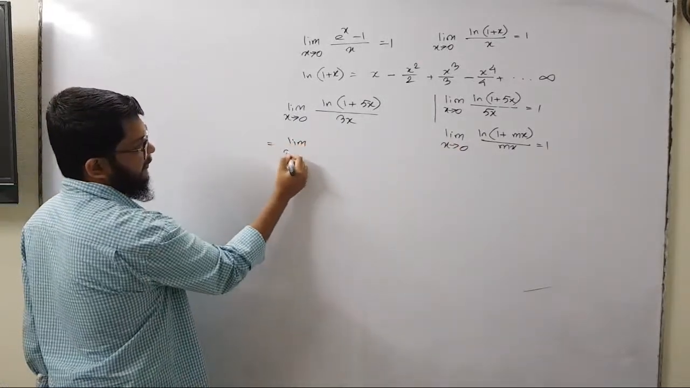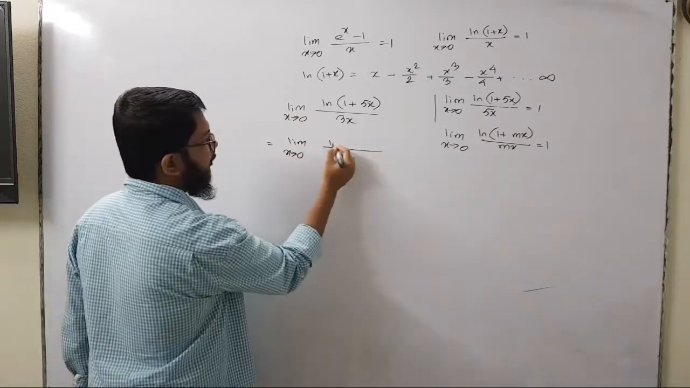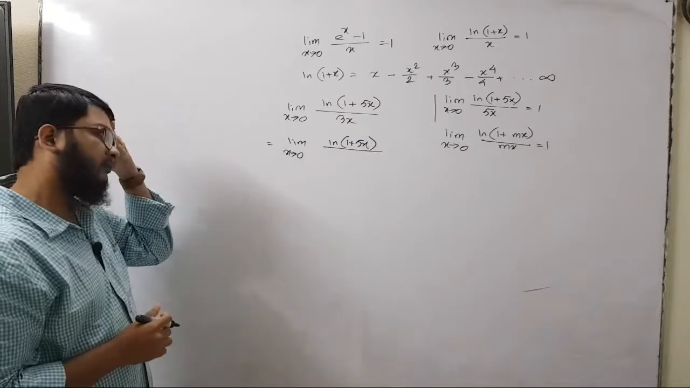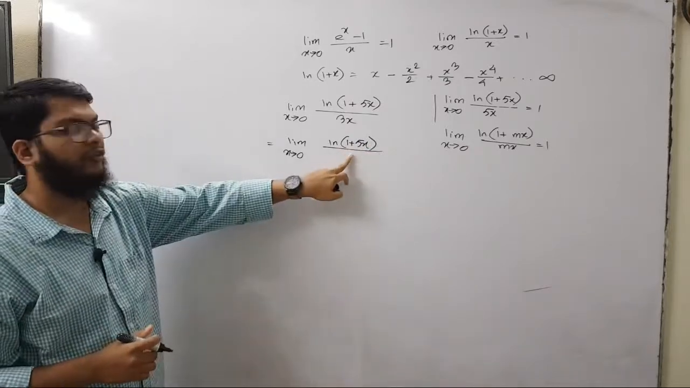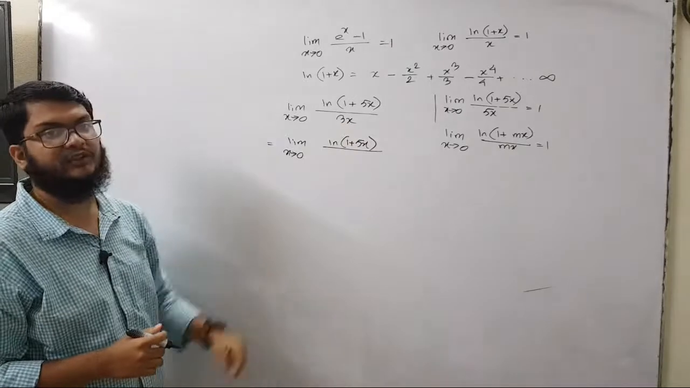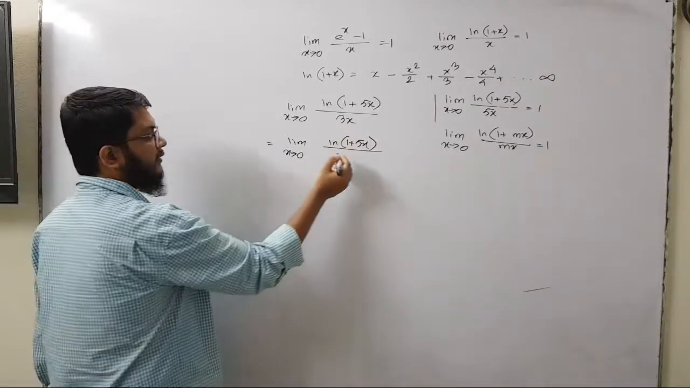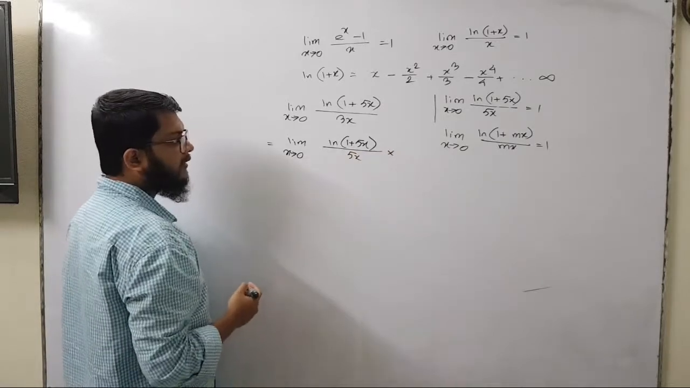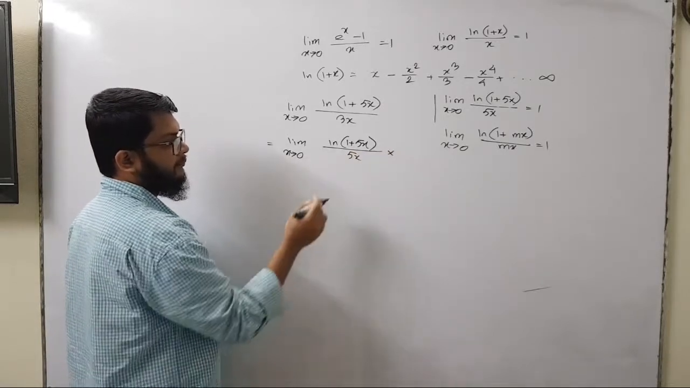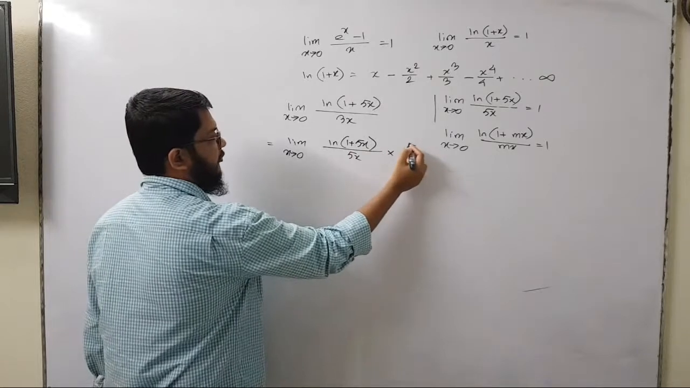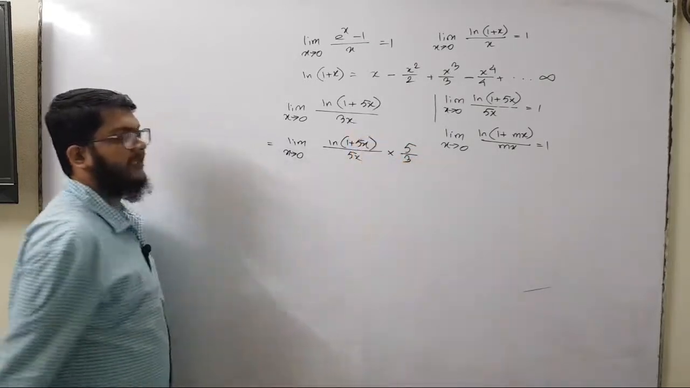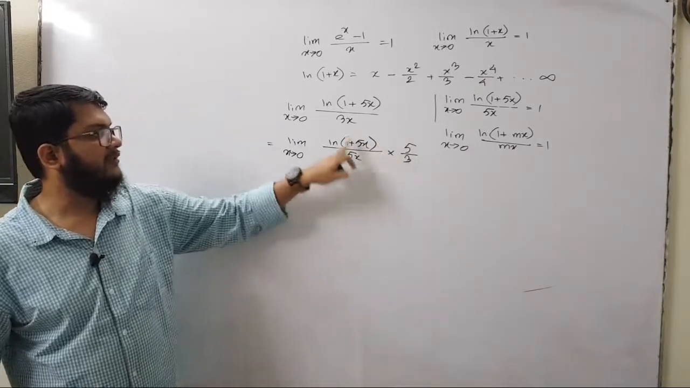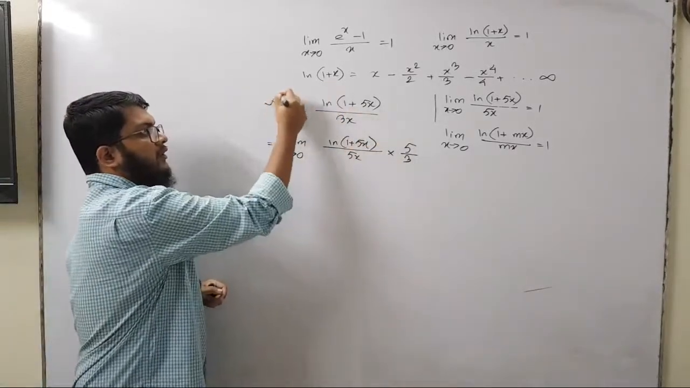So limit x tends to 0 ln(1 + 5x). Okay, so we need 5x here, right? But we have 3x. So what can we do? We can write 5x multiplied by 5 divided by 3. Can we write that? So this 5 and 5 cancel out, and you have 3 times x, 3x. So it becomes the same here.